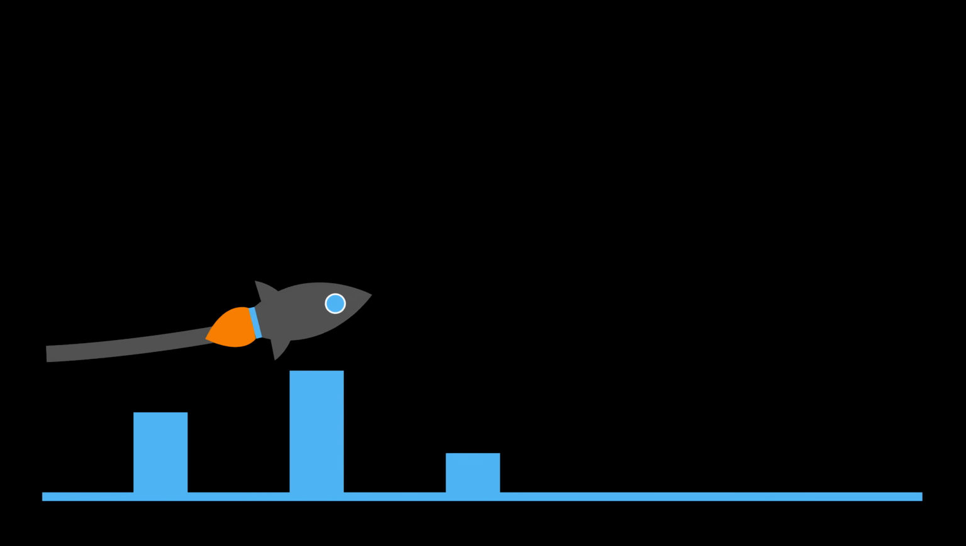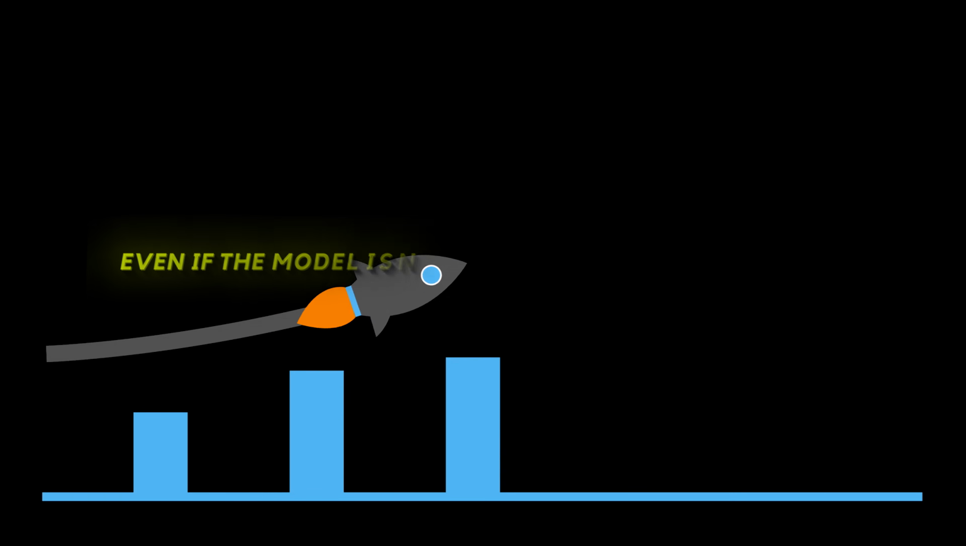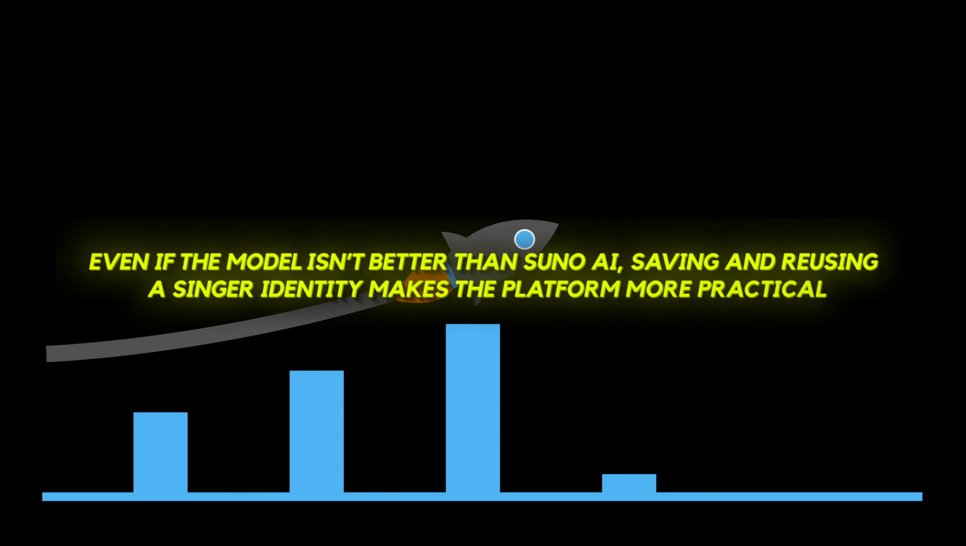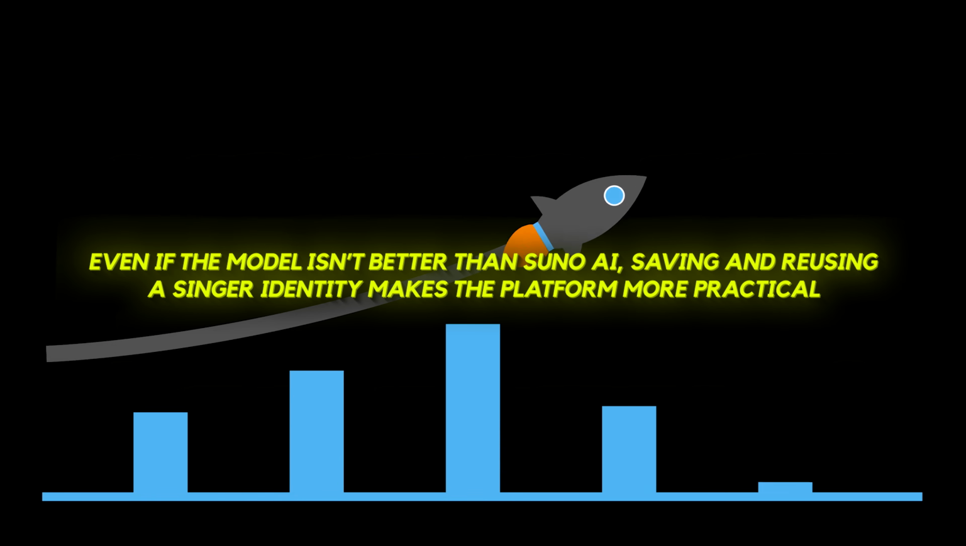For me, this is the feature I could genuinely see providing practical day-to-day value. Even if the model isn't dramatically better than Suno AI, the ability to find a singer you like, save that identity, and reuse it across multiple songs makes the platform much more practical.